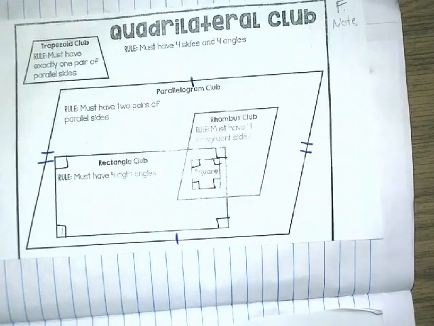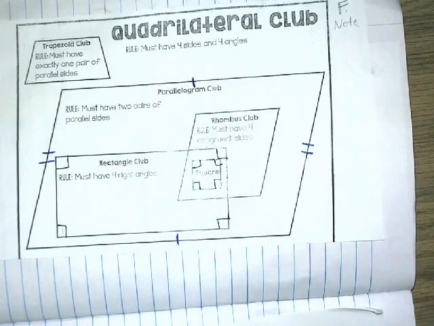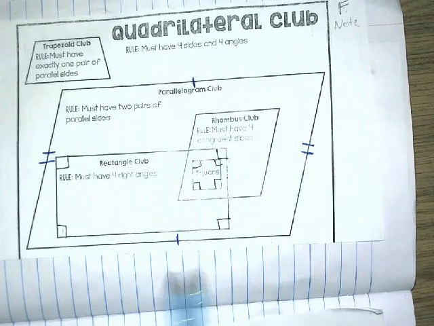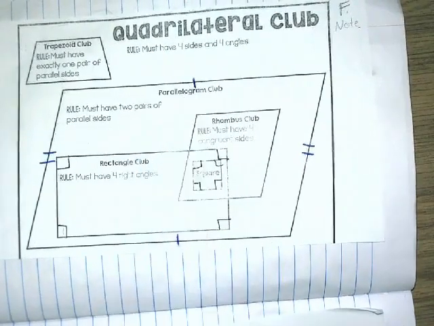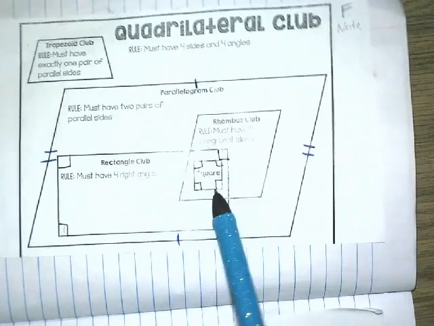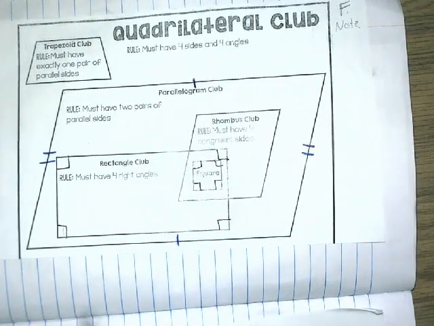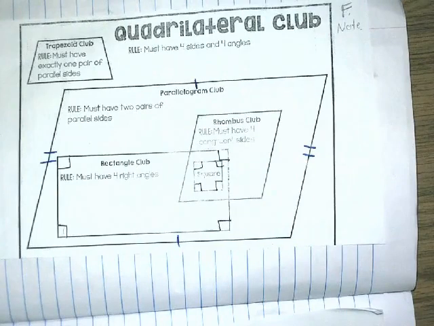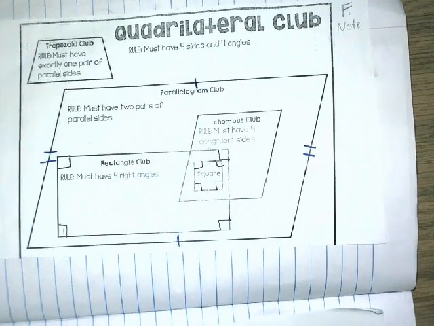I also call the square our VIS, our very important shape, because our square is the only shape in the quadrilateral club that falls under multiple clubs. So our square is the only one that'll fall under the rhombus club, the rectangle club, and the parallelogram club. And so what that means is that our square is the only shape that's going to have all 4 sides the exact same length, so all 4 sides congruent. It's the only one that's going to have 4 right angles, and it's the only one that's going to have 2 sets of parallel sides. So it's the only one that's going to have all of those attributes with it.